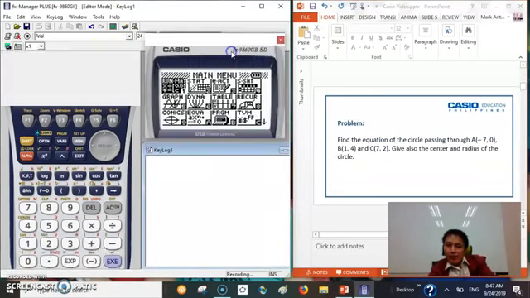Find the equation of the circle passing through the points A with coordinates -7, 0, point B with coordinates 1, 4, and point C with coordinates 7, 2. Give also the center and radius of the circle. It said here that the points A, B, and C are on the circle. Meaning to say, if you substitute the coordinates to the general equation, it will lead to a system of equations with three unknowns.